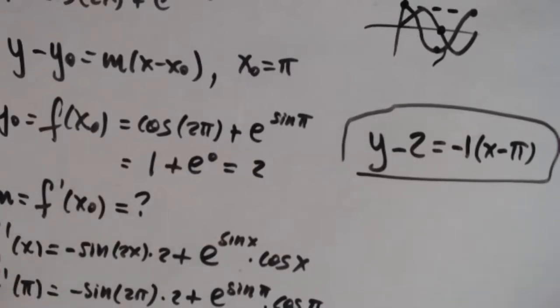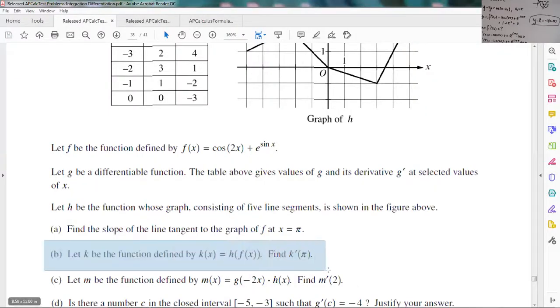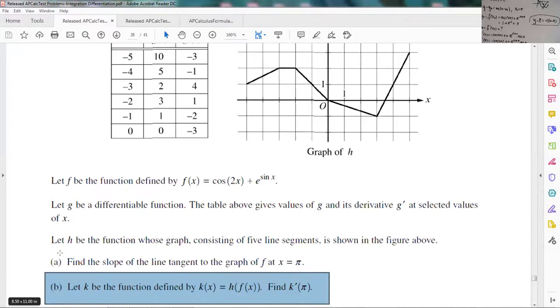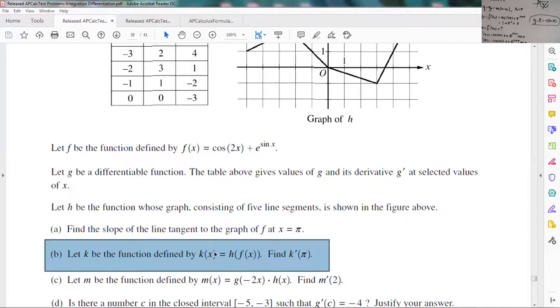One more screen right here. Let k be the function defined by k of x equals h of f of x. Find k prime of pi. Okay, let's do that. So k of x is h of f of x, correct? You need to find k prime of pi.